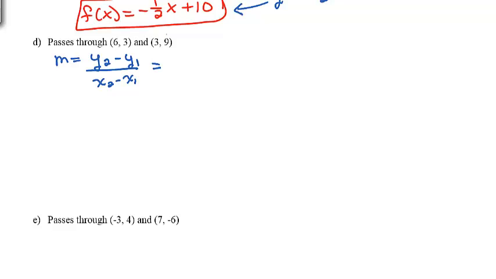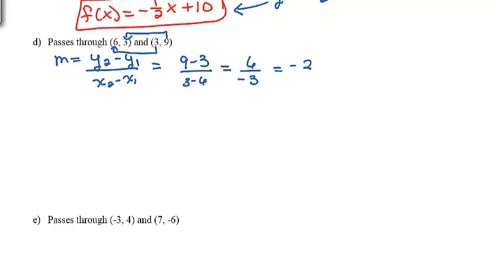And so we're going to do the difference of the y's first. So that's going to be 9 minus 3. And then the difference of the x's on the bottom. So that's going to be 3 minus 6. And 9 minus 3 is 6. And 3 minus 6 is -3. And so that gives me a slope of -2.